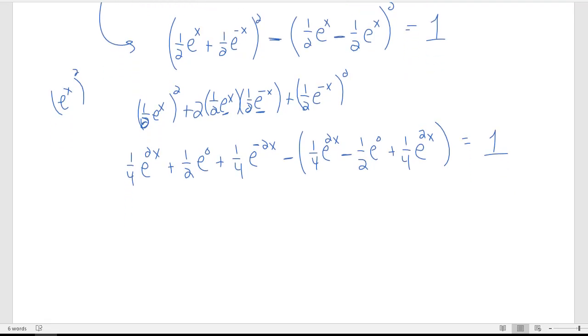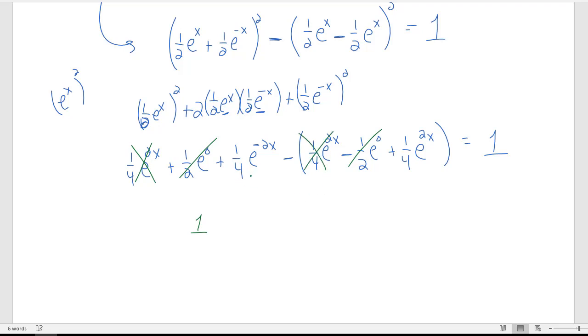So we can see some simplification is going to happen here. Let me change colors. I'm going to have 1/2 e to the 0. Now remember, e to the 0 is 1. Anything to the 0 is 1 in essence, right? So e to the 0 is 1. So I really have 1/2 and then subtract the 1/2, add the 1/2, sorry. So I get 1/2 and then plus 1/2 is 1. So I get an addition of 1 there. So I've added those together. I get 1/4 e to the 2x minus 1/4 e to the 2x. So those actually cancel out.